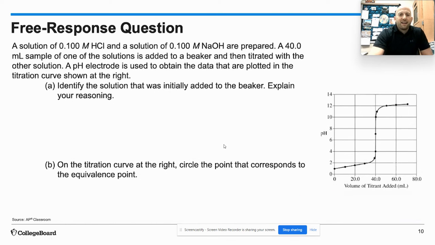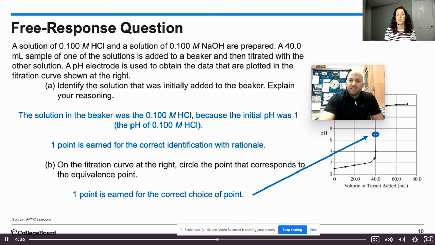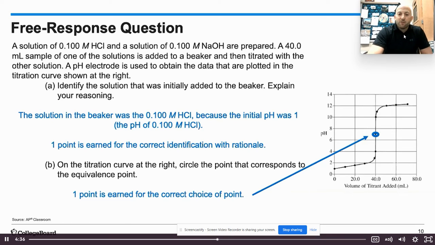Let's go. Identify the solution that was initially added to the beaker. The solution in the beaker was hydrochloric acid because the initial pH was very low, which is what we talked about. And then we slowly have added sodium hydroxide. I do like that this lady does a great job in telling us all of the points that we would be given and how it's actually graded.